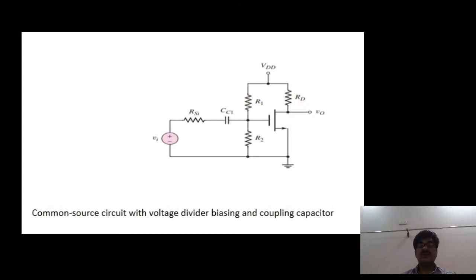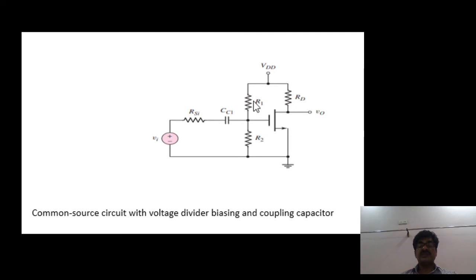In the previous class, we have seen the equivalent models of the MOS transistor. Now, using those equivalent models, let us see the analysis of the common source amplifier. The slide represents the circuit diagram of the common source amplifier. It is similar to the common emitter amplifier of BJT. Here, the MOSFET is for amplification.